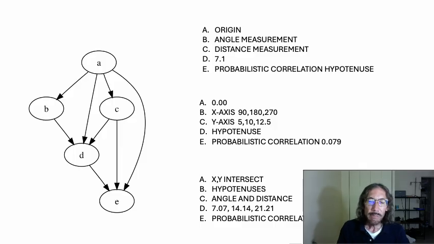E is probabilistic correlation, that the x-axis and the y-axis correlate with the hypotenuse, and the correlating number is 0.079, and that's consistent for these 3 hypotenuse, which we'll see coming up.